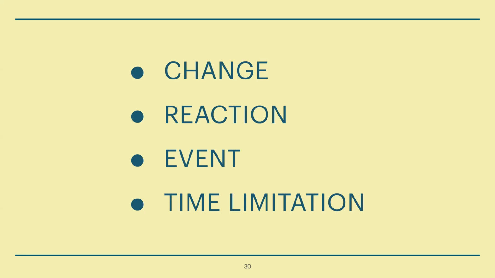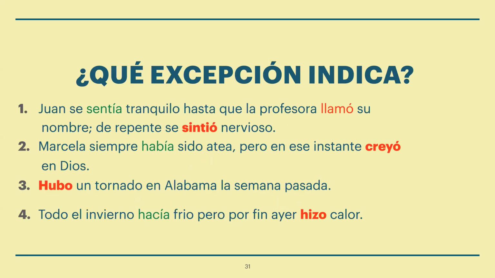So generally with non-action verbs, we use the imperfect. However, we're going to use the preterite with non-action verbs when it refers to a change, a reaction, event, or a time limitation. So veamos unos ejemplos de esto. 4 ejemplos en qué excepción indica estas oraciones.